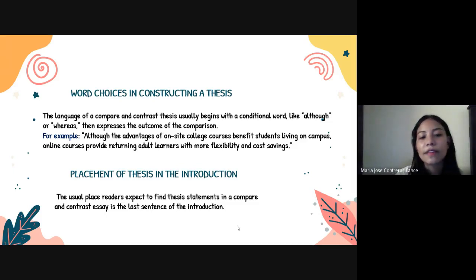And finally, we can find the placement of the thesis in the introduction. The usual place that readers or writers expect to find the thesis statement in a compare or contrast essay is in the last sentence of the introduction.